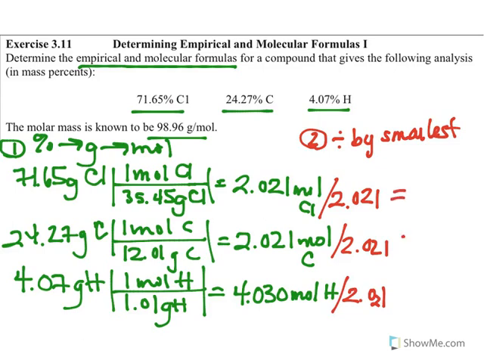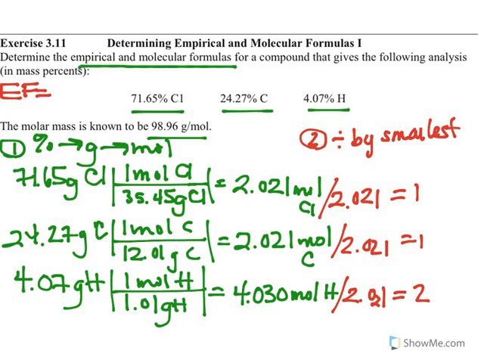2, 1, I should say. And so the first two, I get 1 to 1, and then I get a 2. And so in this case, I now know that my empirical formula has the formula CH2Cl. Now you may be saying, why did you write it in that order?